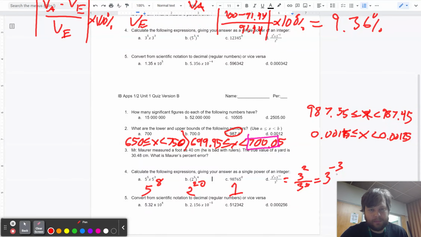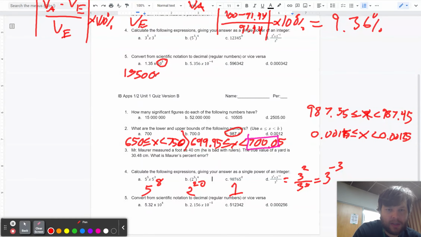All right, last one, question 5 on part A. I'm going to convert from scientific notation. So when it's a positive power, I know I'm going to have a big number. So I'm going to move that decimal 5 spaces in the big direction, 135,000. When it's a negative power, I move it 4 spaces in the small direction. So I'm going to have 3 zeros before the rest of my digits.